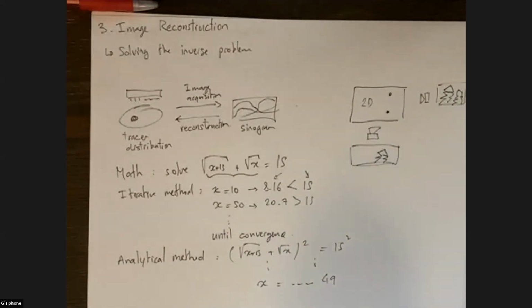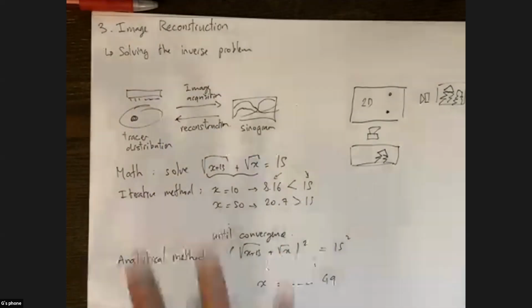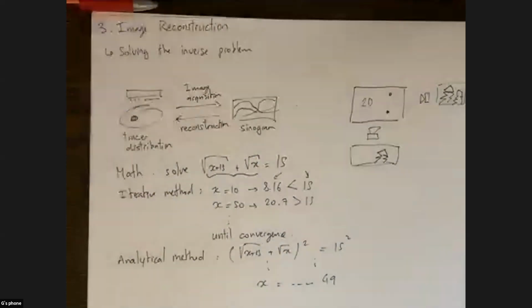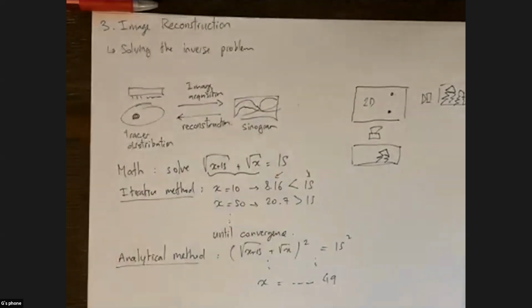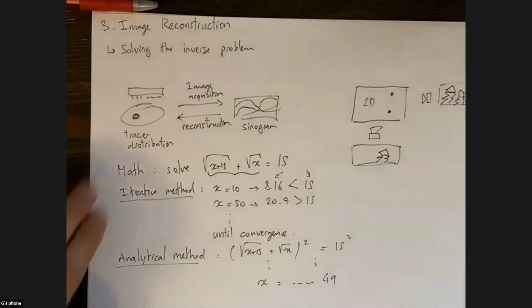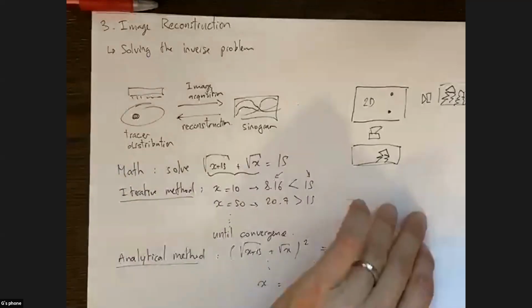So there's basically two ways of solving the problem. And the reason I'm talking about this is for reconstruction, we can also use two different methods. We can use analytical methods, or we can use iterative methods. So today, for the remainder of the class, we're going to talk about analytical methods. And then on Monday, we'll talk about iterative methods. So this is just a brief overview.